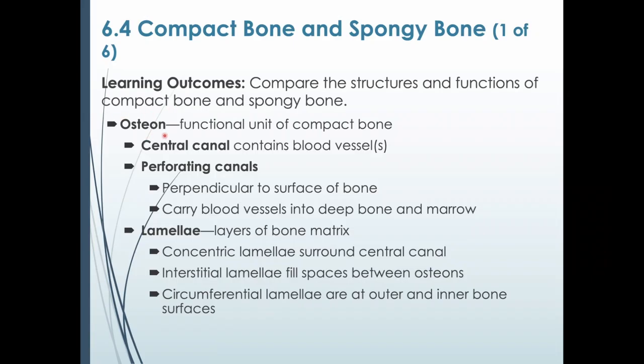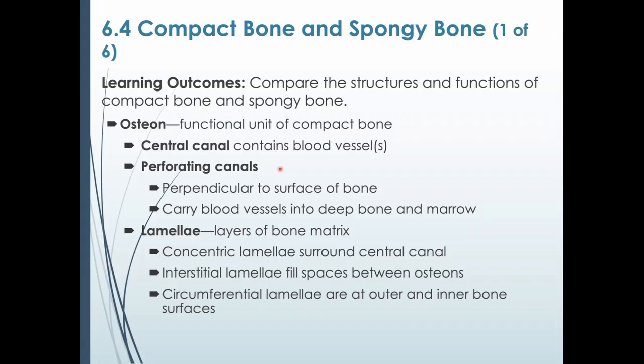Osteon is the functional unit of that compact bone. Okay, inside that osteon, you're going to find a central canal, and that central canal is going to contain blood vessels. You'll also hear this term as Haversian canal, too. You may hear that term also.